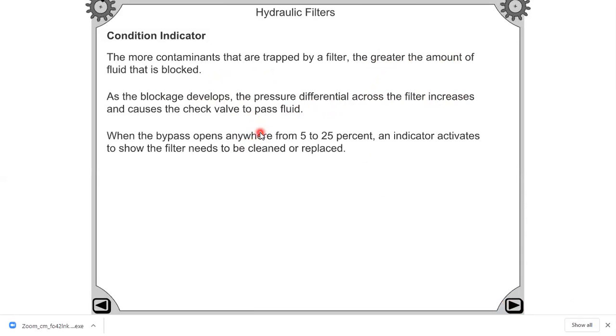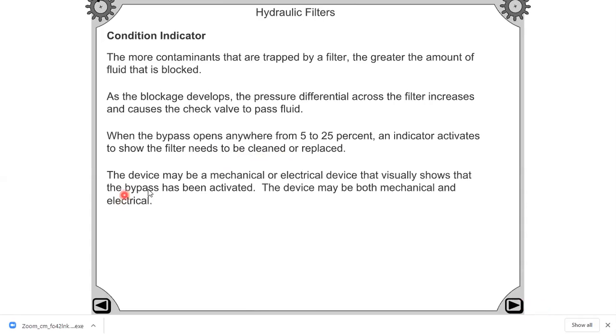When the bypass opens anywhere from 5 to 25%, an indicator will activate to show the filter needs to be cleaned or replaced. The device may be mechanical or electrical, which will show that the bypass has been activated. So this condition indicator can be mechanical or electrical.